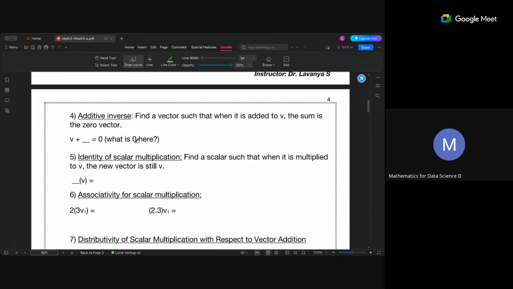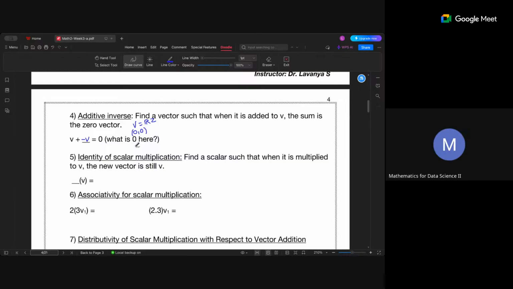Here it is minus V. What is 0 here? 0 represents the 0 of the particular vector space. So if you are taking V from R2, then 0 means 0 comma 0. If V is R3, then 0 means 0, 0, 0.